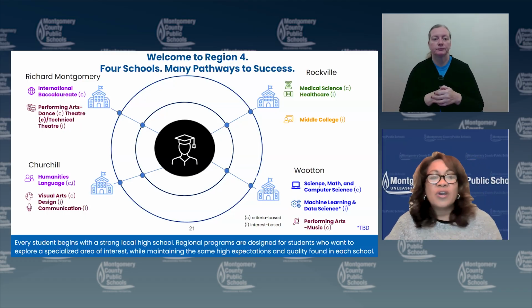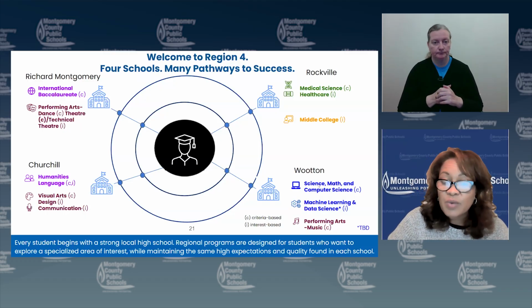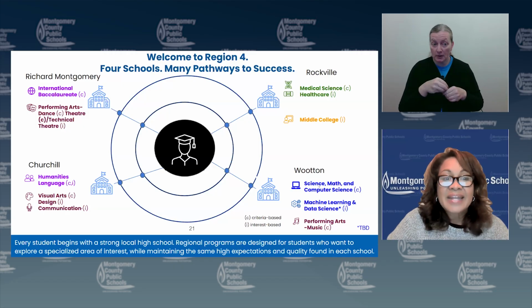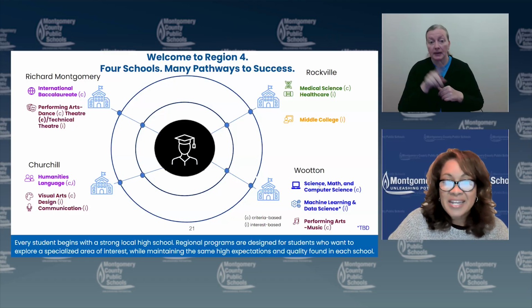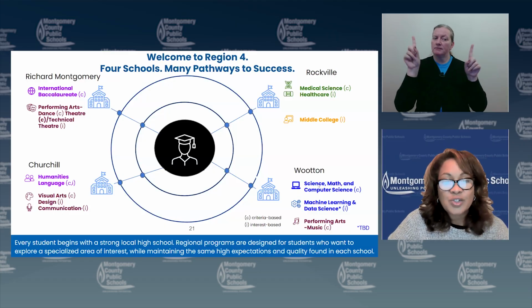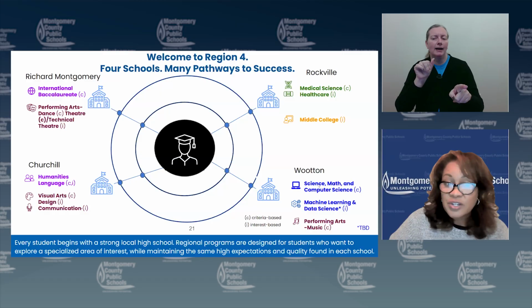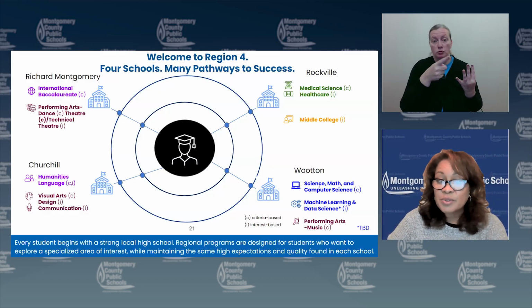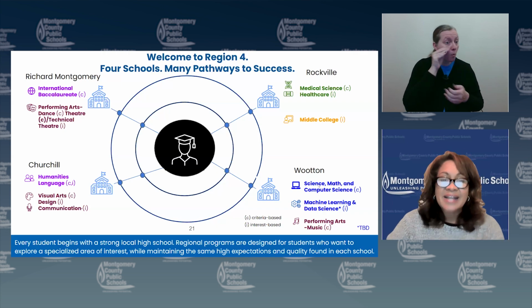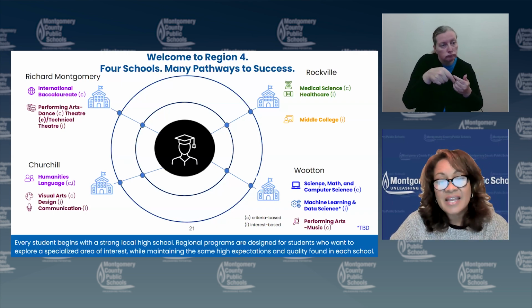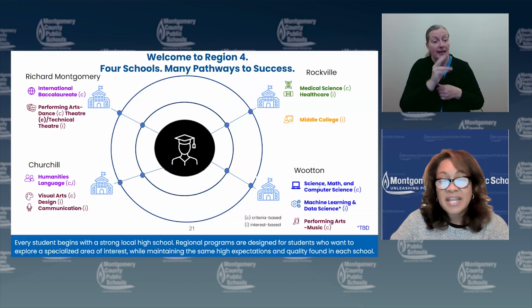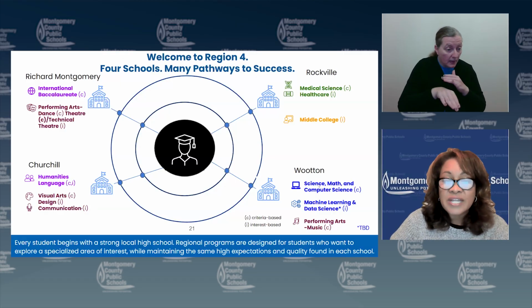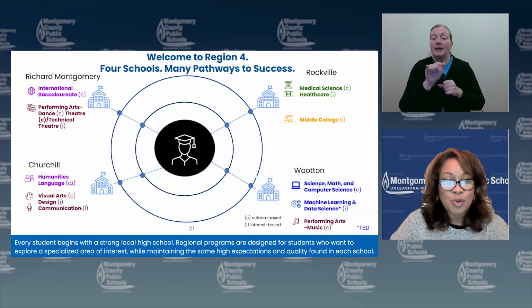So as stated, Region 4 includes 4 high schools: Richard Montgomery, Rockville, Churchill, and Wootton. An 8th grade student in this region has many pathways to success. So let's talk about Anita. Anita is a rising 9th grade student whose home school is Churchill. In Region 4, she has an abundance of choices, some at her home school and others within a reasonable distance. At Churchill, Anita has access to meaningful learning experiences, including dual enrollment, broadcast media, and computer science. She also has access to the school's local technology, engineering, and math signature program.